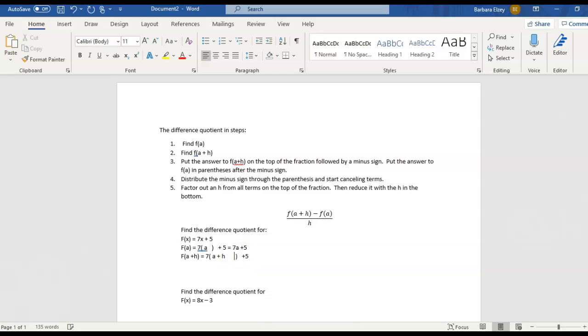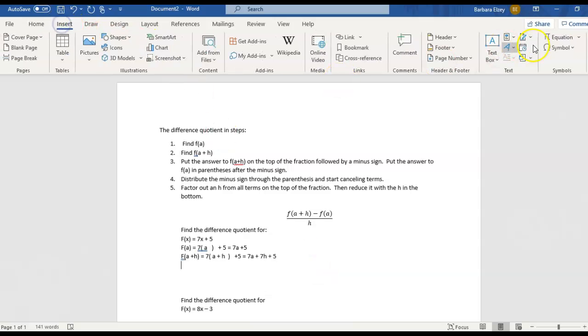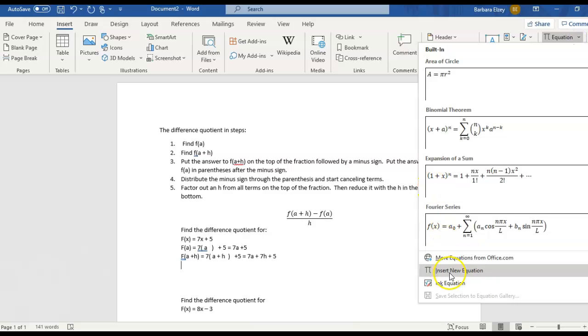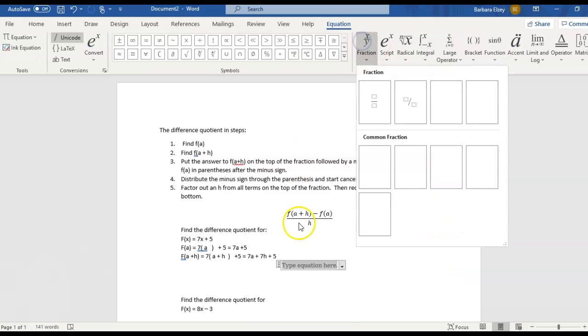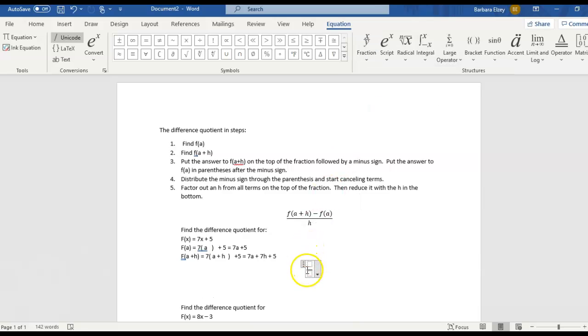And I'll just get rid of some of that extra room there. All right, now we do want to multiply out the 7 through the parentheses, so that'll give us 7a plus 7h plus 5. Okay, so we've done step 1 and 2. Step 3, put the answer to f of a plus h, that's this right here, on the top of the fraction, followed by a minus sign. All right, so let's do that. I'm going to go ahead and make a fraction. All right, and I'm going to put the answer to f of a plus h first.